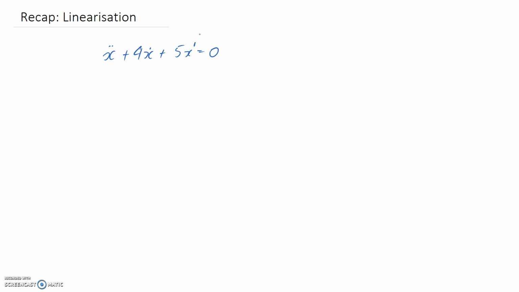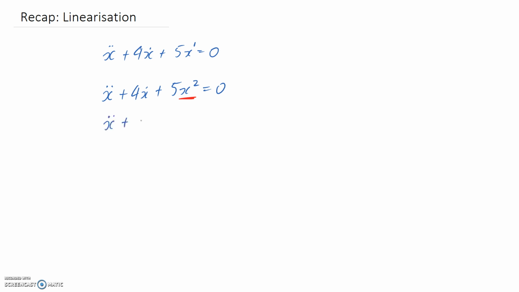So let's give a couple of other examples. Let's say I had x double dot plus 4x dot plus, let's say I now have 5x squared, is equal to 0. So this now represents a nonlinear function because we haven't got x to the power of 1. In fact, we've got x squared.